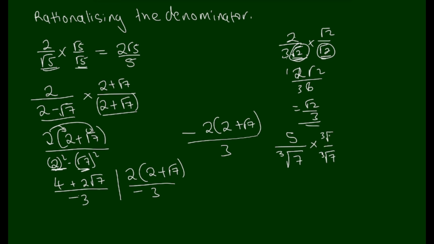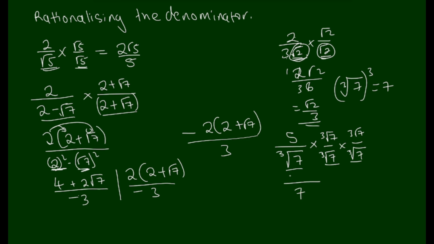Okay, cube root of 7, and also multiply by cube root of 7 again, because cube root of 7 cubed will give you 7. See that? So in the denominator we have 3 of them, 1, 2, 3. That's like cube root of 7 cubed. That will give us 7. So the denominator becomes 7.